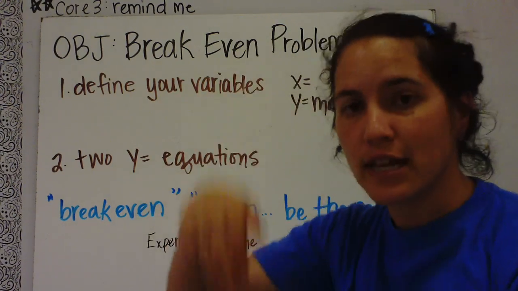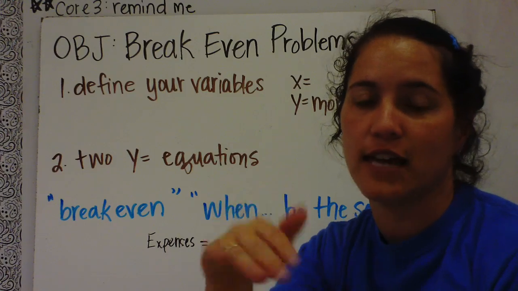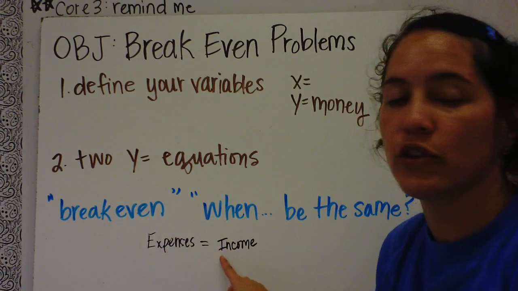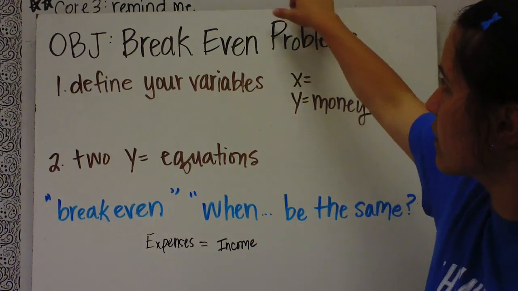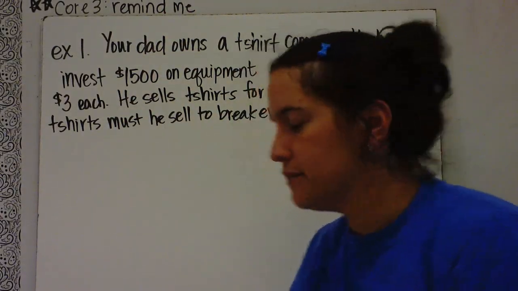So first you go into debt, you lose money, and then you start making money and you pay off that debt. So break even is when you're back to zero. So your expenses equal your income. So that's the definition of break even. Pause it to copy this down.